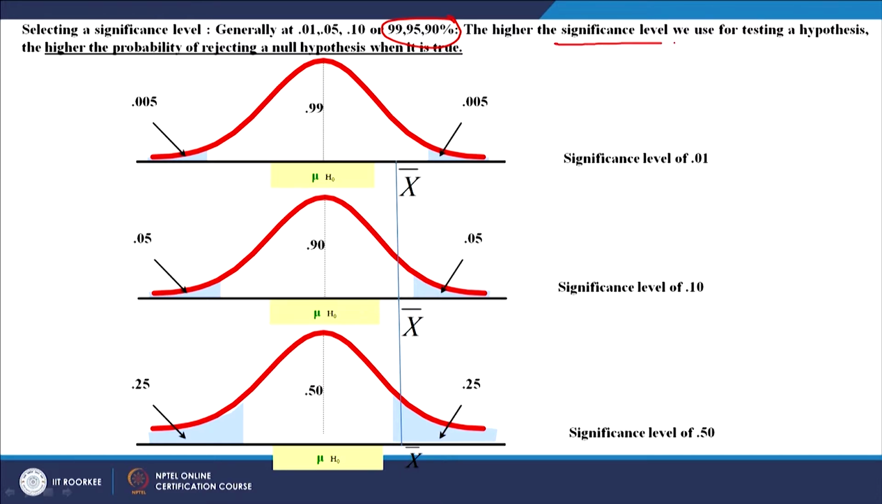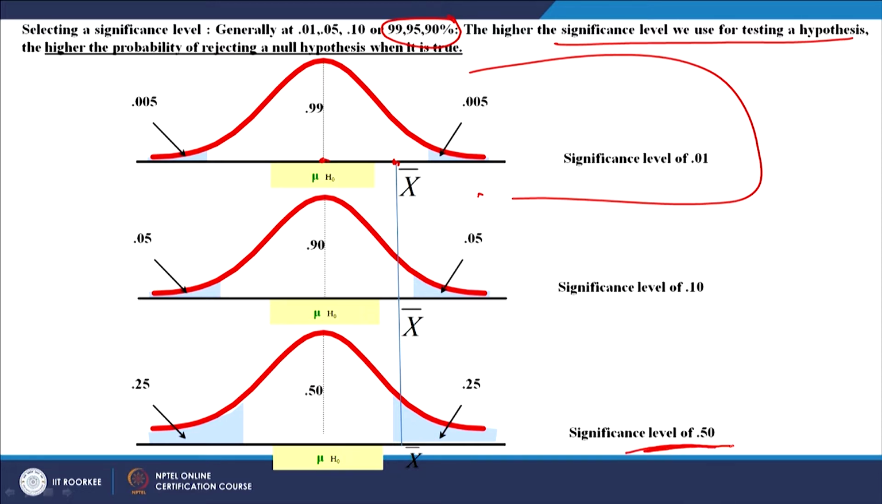So, the higher the significance level, there is a possibility that you are rejecting a null hypothesis which is true. So, this is what we have seen in the previous class as well. When you test a hypothesis at 99% significance level, you are not rejecting a null hypothesis, but at 50% significance level, or when alpha is let us say 50%, then you are rejecting a null hypothesis, because this sample mean is in the rejection region, right.